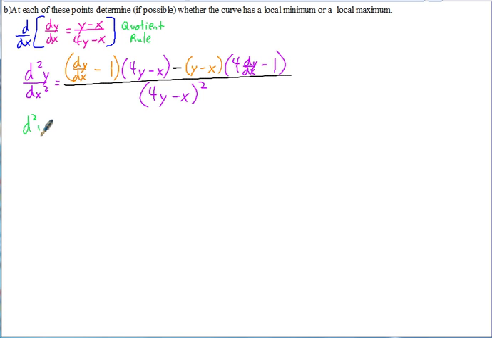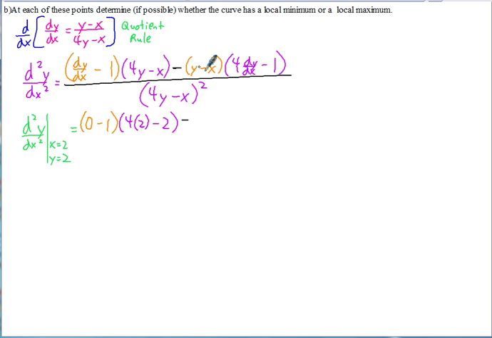So now let's find the second derivative, specifically at the point when x is 2 and when y is 2. The reason we don't have to plug in to our first derivative here is because we know both of these points make the first derivative equal to 0. So the first derivative is going to be 0 here, minus 1, and then we'll plug in 4 times y is 2, minus x is 2.